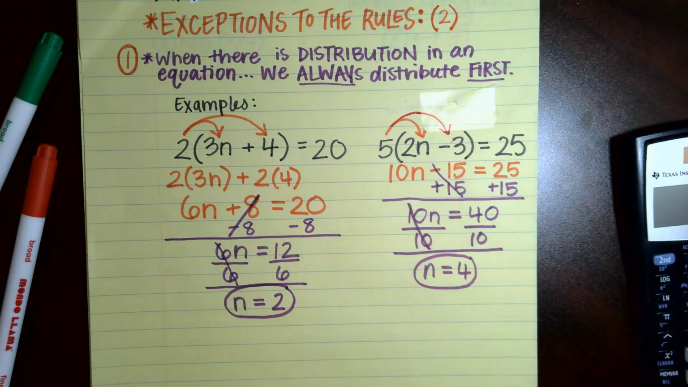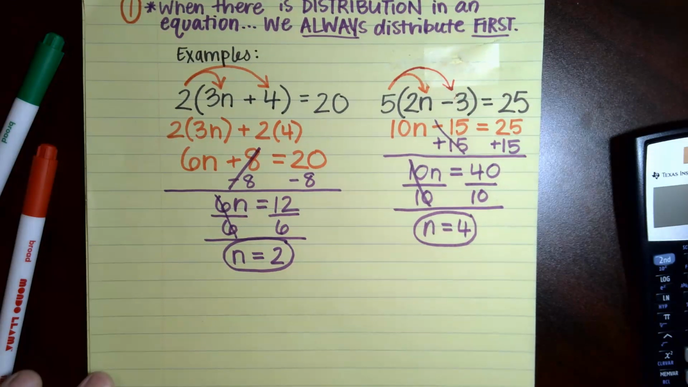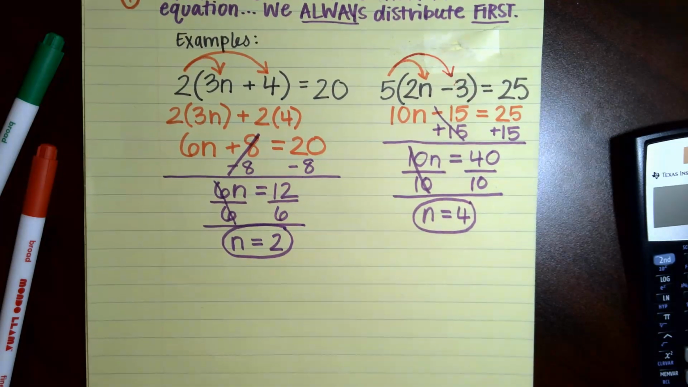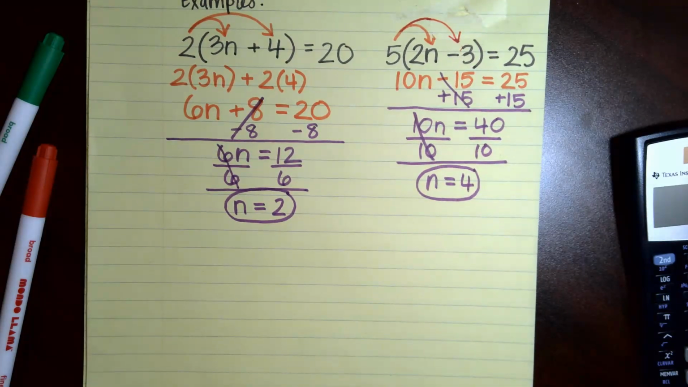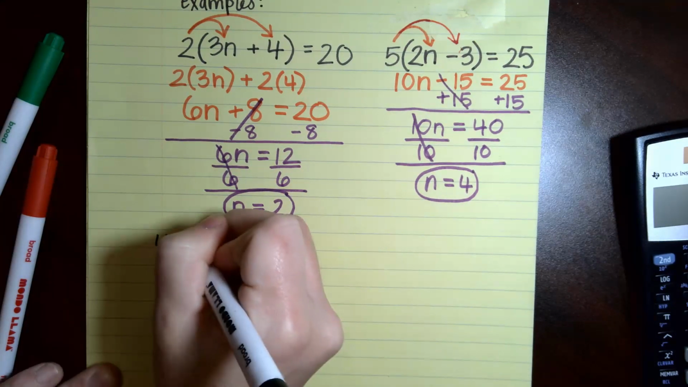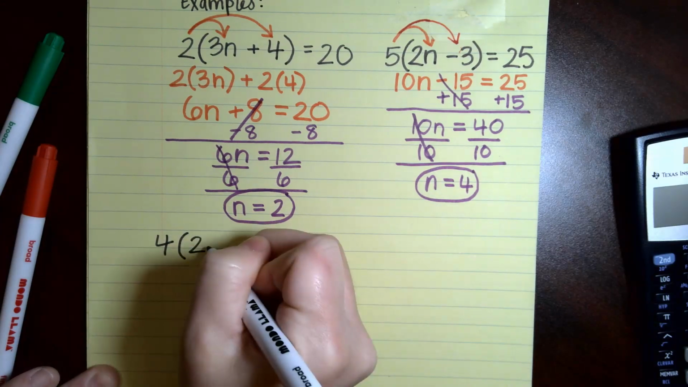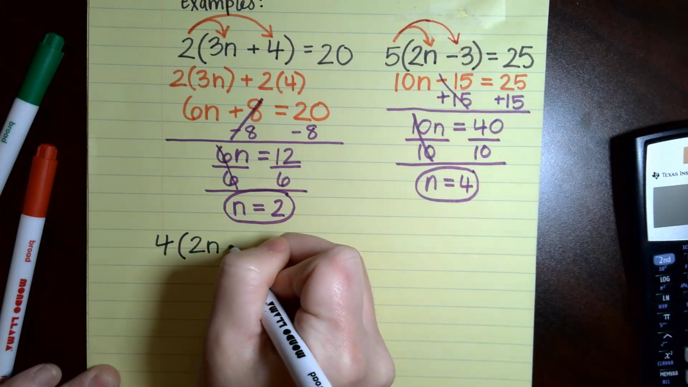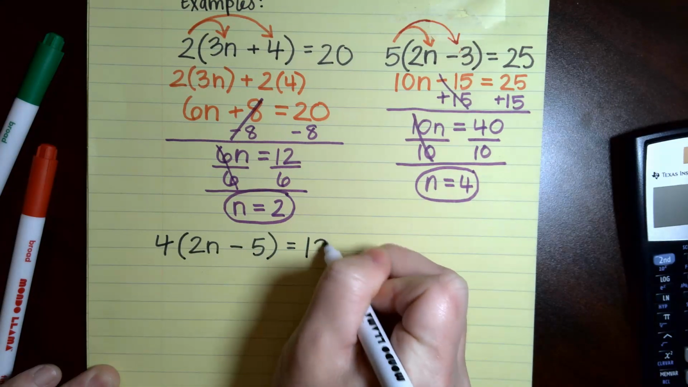Very good job. Okay. Any questions about that one? We're going to do a couple more together since this is new. I'm going to scooch this up a little. Let's try 4 distributed into or multiplied by the quantity 2n minus 5 equals 12.